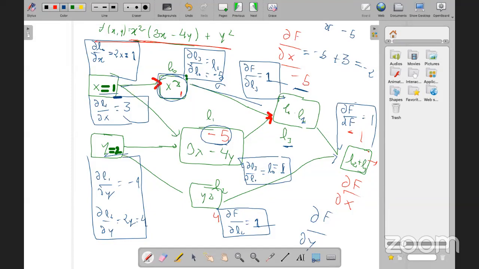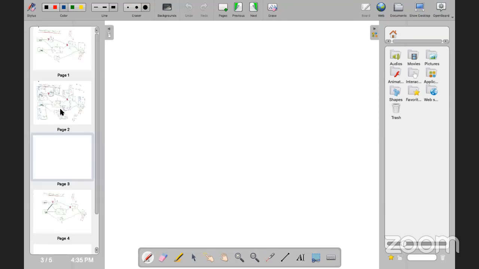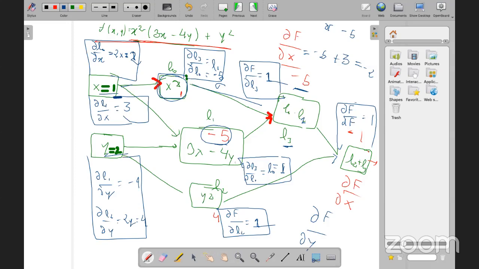The only mistake you made was you wrote 2x equals 1 instead of 2x equals 2. Otherwise, I think it's perfectly fine. Yes, right. And also here you wrote delta F by delta L2. Is that correct? The bottom one? Yeah, this is correct, because you are directly going to F, and this node is named L2, so you just take df by dl2. Correct.